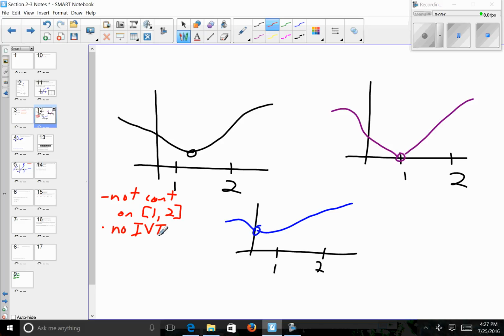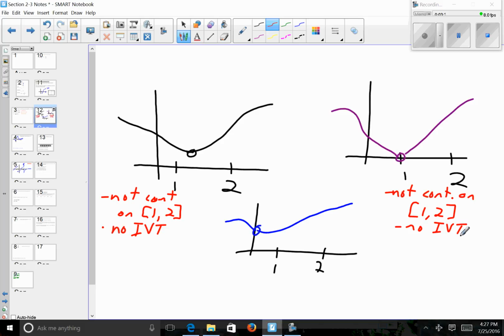If I go to the purple graph here with f, I can see I have a hole again. It is at 1, however, it is continuous from 1 to 2, but it's not continuous on the closed interval from 1 to 2. And that's, again, the important part here is this is not continuous on that closed interval from 1 to 2. So again, no IVT is allowed.